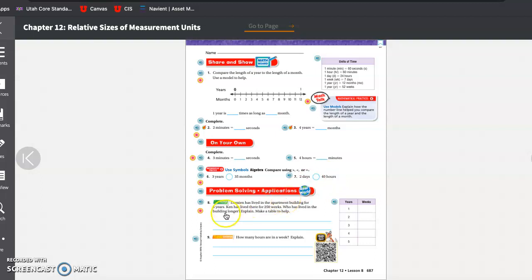Okay, the go deeper and the think smarter. Again, I'm going to have you guys pause the video and do those, complete those, and then you can check your answers with me when you push play again, okay?